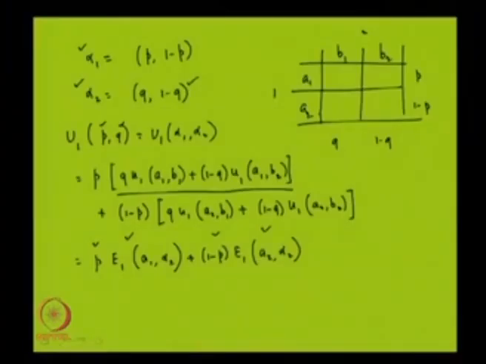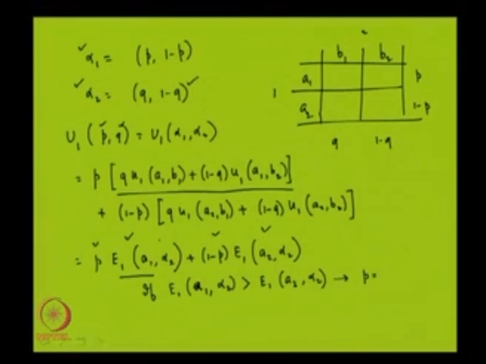Now, from this it is easy to gauge what the optimal action of player 1 will be. It depends on whether E1(A1, alpha 2) is greater than or less than or equal to E1(A2, alpha 2). For example, if E1(A1, alpha 2) is greater than E1(A2, alpha 2), then what is the optimal action for player 1? In that case, this is higher and player 1 has control over P. So, in this case, player 1 will set the value of P equal to 1, because that is the higher value attached to P. So P will be equal to 1. This is the optimal action for player 1.